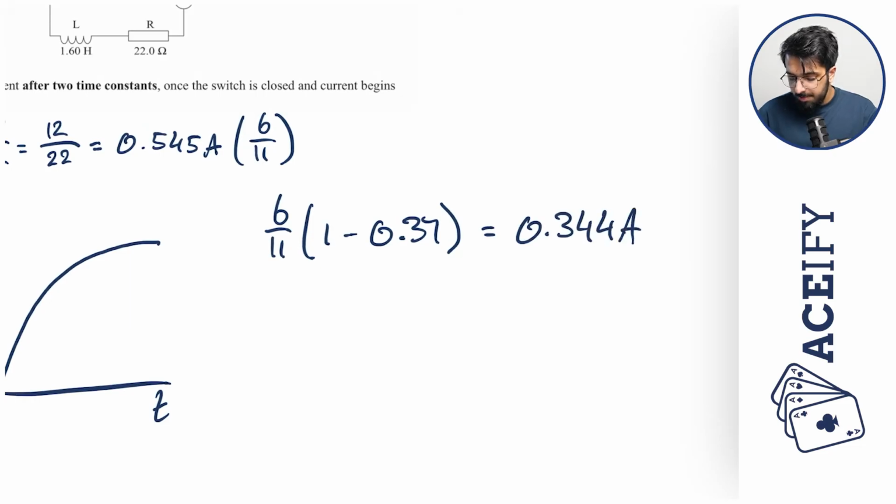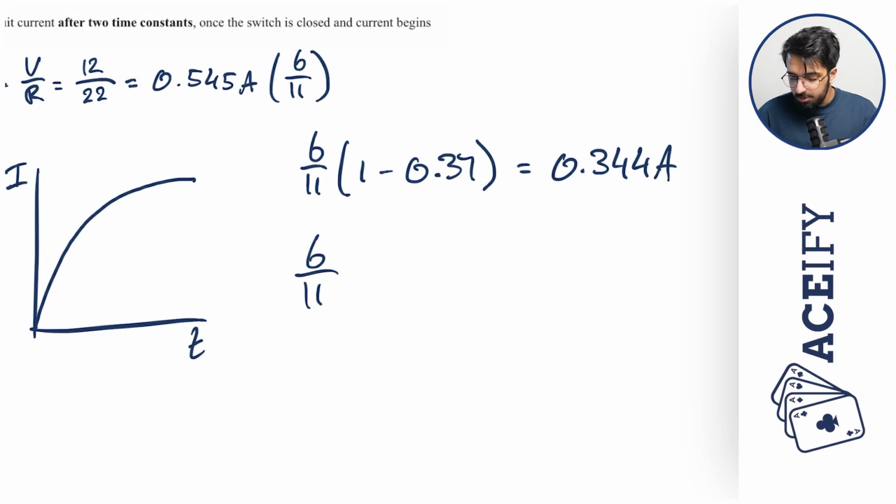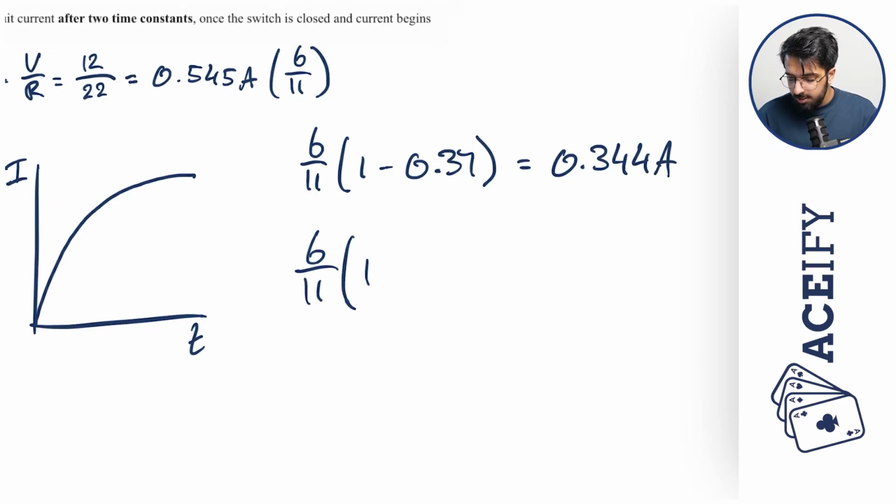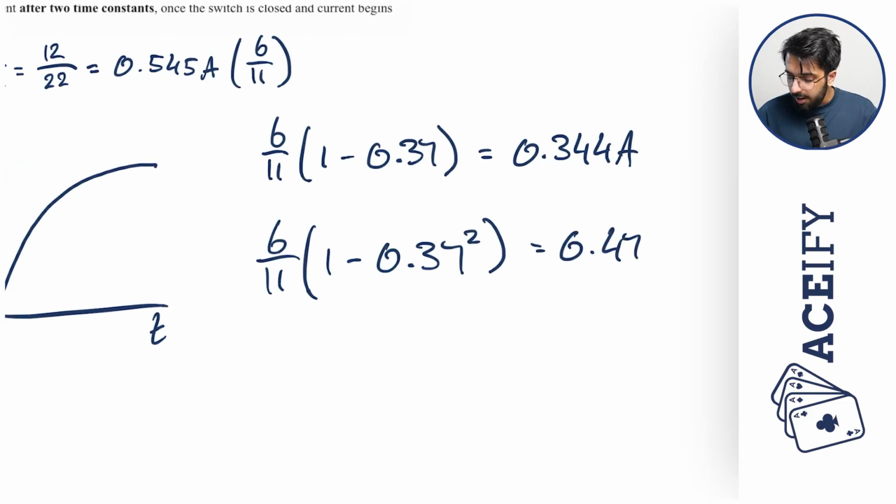0.344 amps. Okay, and so therefore after 2 time constants, which is what we want, we have 6 over 11 times 1 minus 0.37 squared. And this is equal to 0.47 amps. There we go.